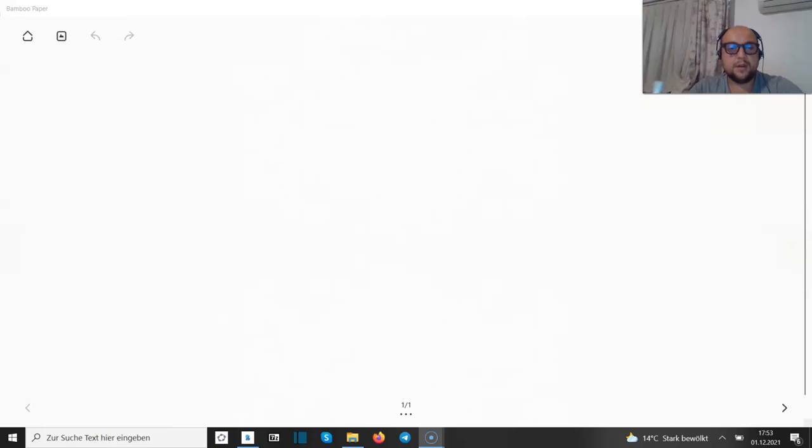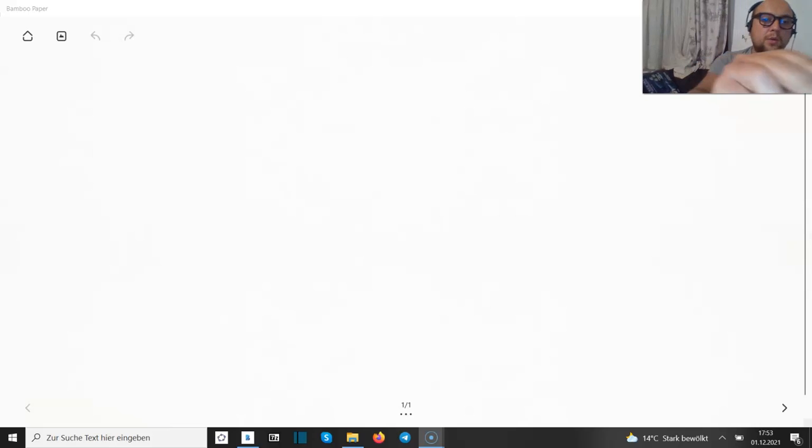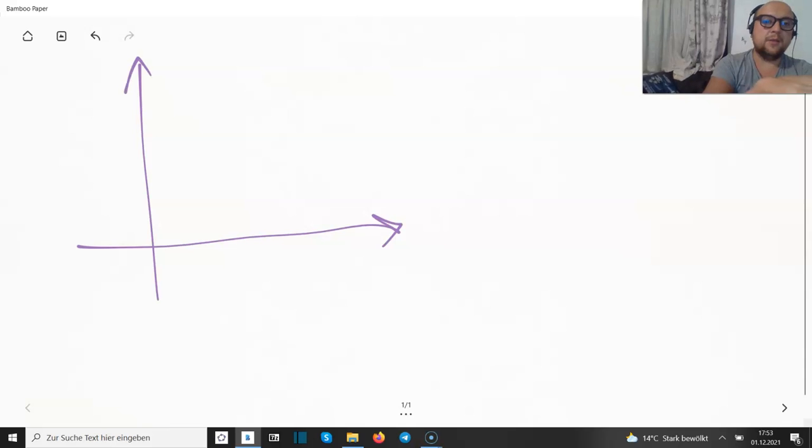Today I would like to talk about inverse functions. So what is the idea of an inverse function at all? If you remember, a function is a special connection between x and y value such that to every x you have exactly one y value.